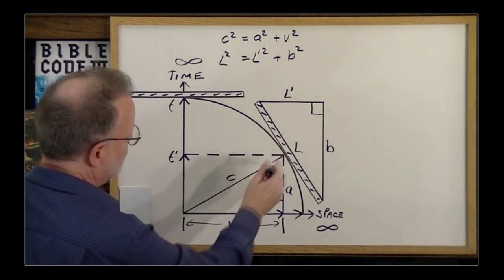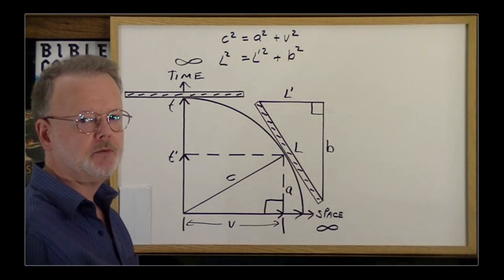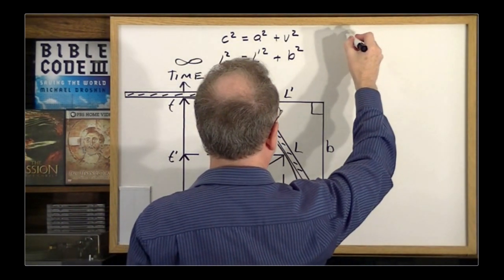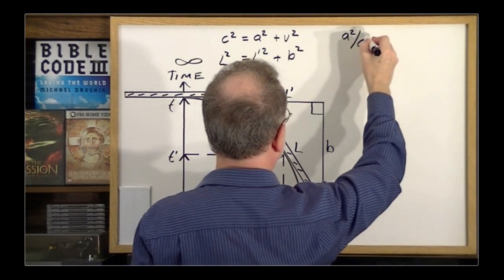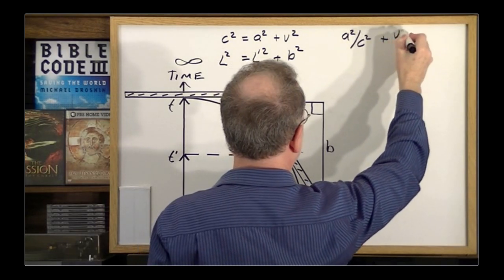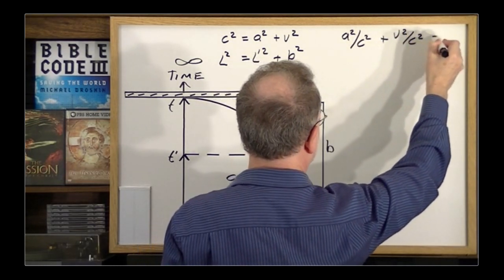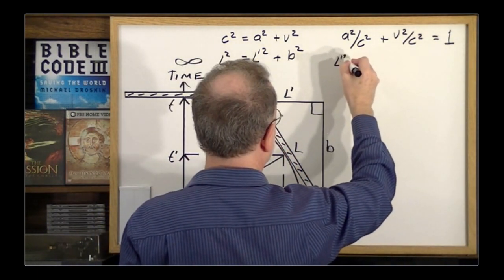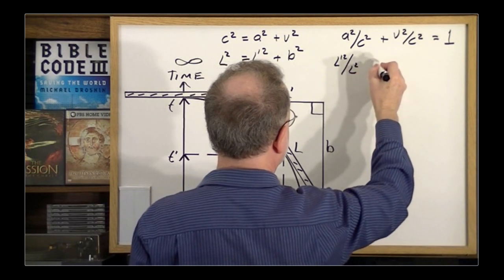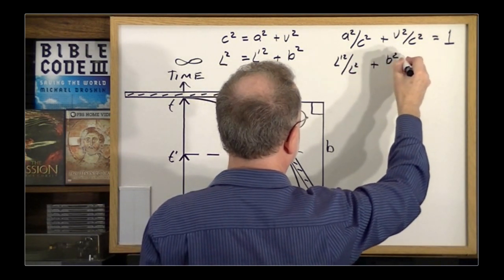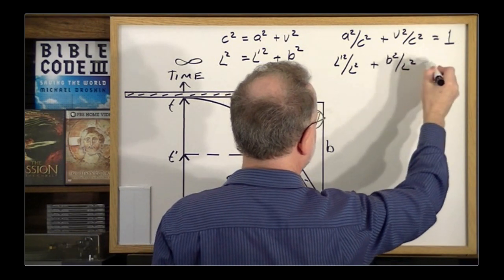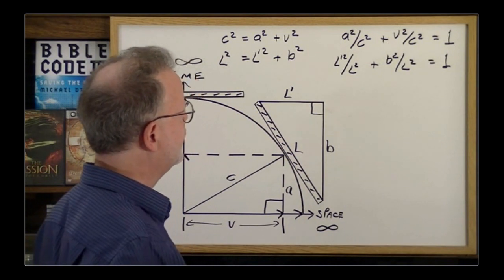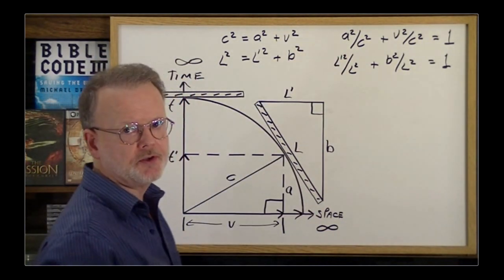What we'll do is just reduce both of these to a scale of 1, and that can be done by taking advantage of division. So we end up with a squared over c squared plus v squared over c squared equals 1. The next one we have L prime squared over L squared plus b squared over L squared equals 1. So now we've matched them on a 1-to-1 scale.